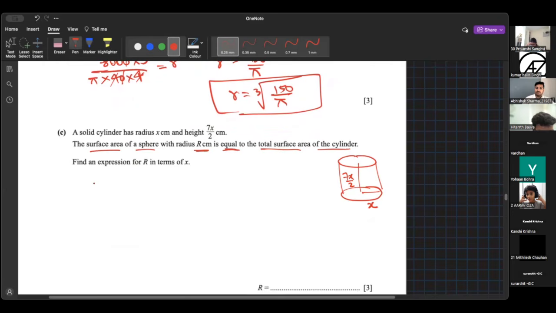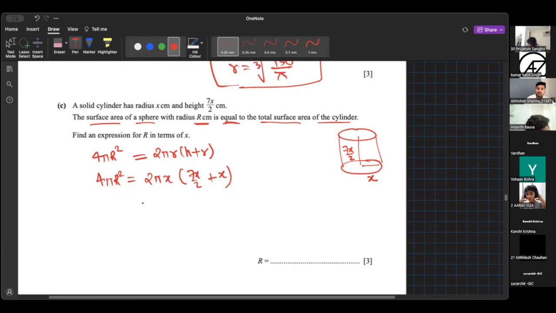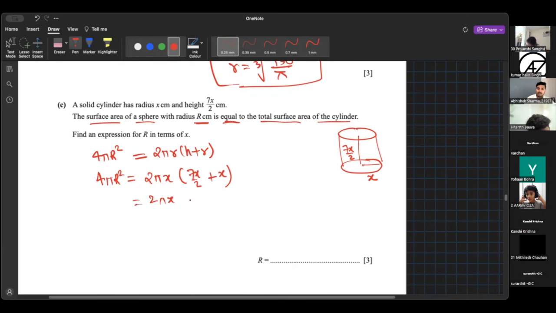So the formula for the surface area of the sphere is 4 pi r square, right? And that is equal to the total surface area of the cylinder. The total surface area of the cylinder formula is 2 pi r times h plus r. So 4 pi capital R square is equal to 2 pi, r is x over here, times h plus r, h is 7x by 2 plus r is x. So this is going to be 2 pi x multiplied by 9x by 2. Can we say that?